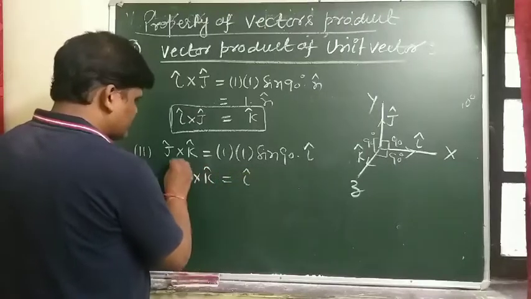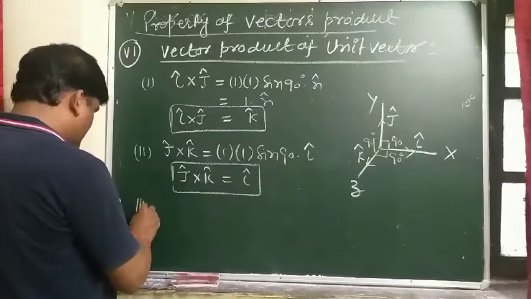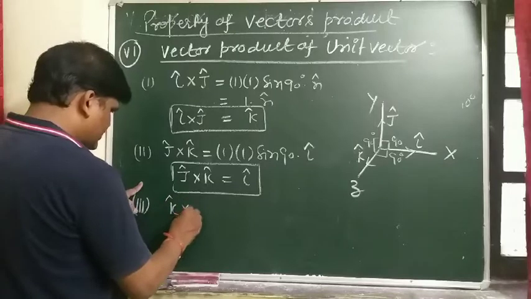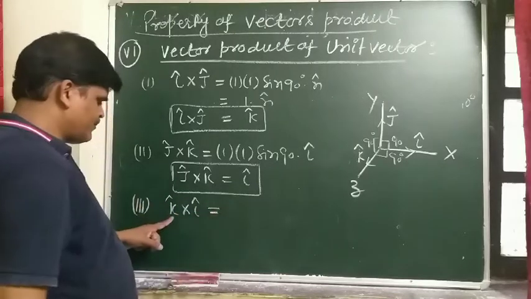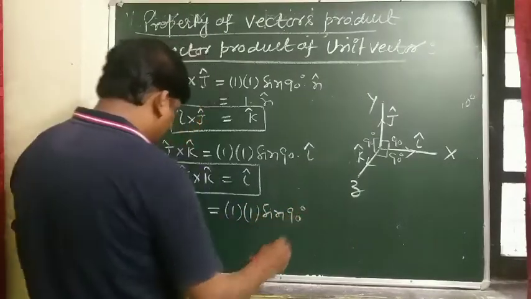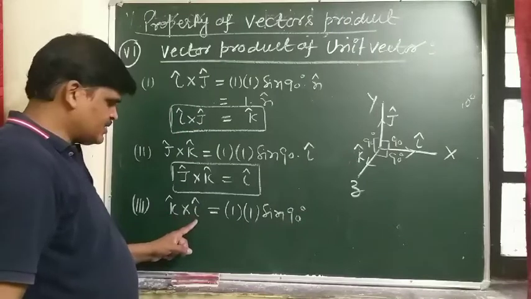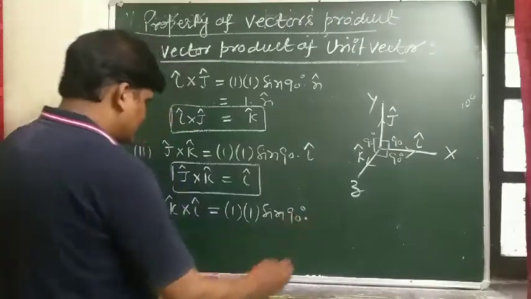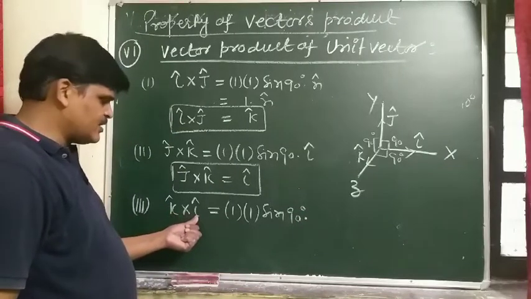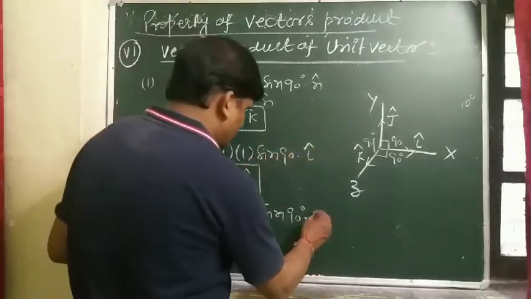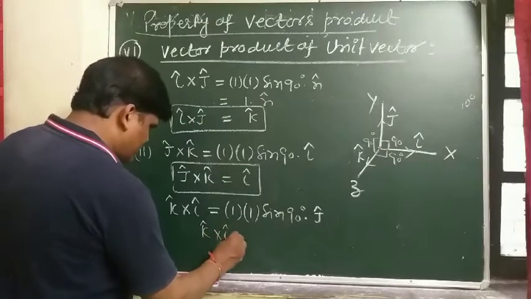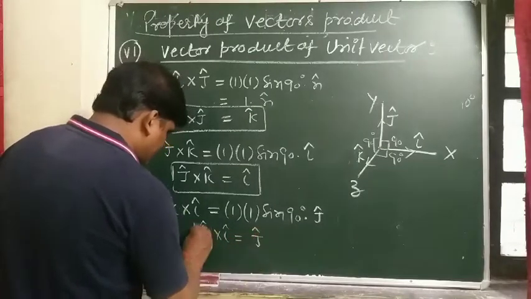Unit vector i. So student, next is the vector product of unit vectors k cross i. So k cross i comes out to be, again 1 sin 90, the angle between the z axis and x axis is 90 degrees, and perpendicular to the plane containing the z axis and x axis is the y axis, and the y axis unit vector is j. So k cross i comes out to be j.